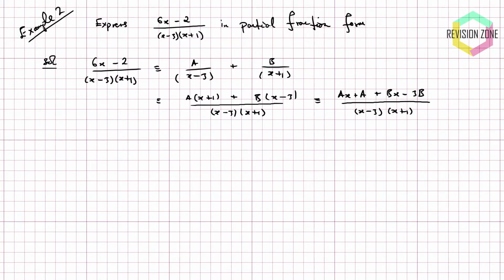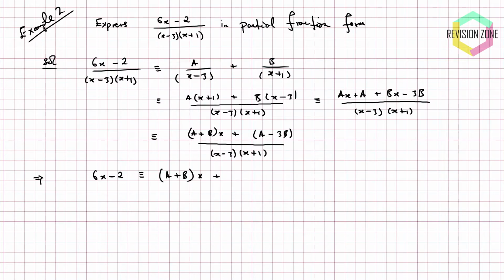And then at this stage, we can collect terms. So the Ax plus Bx is just going to give me (A plus B) all times x, and then the A minus 3B is just going to give me A minus 3B like this. And at this stage, we know, because the left-hand side has always just remained (6x minus 2) over (x minus 3)(x plus 1), we can just say we better have 6x minus 2 being identical to (A plus B) times x plus (A minus 3B).